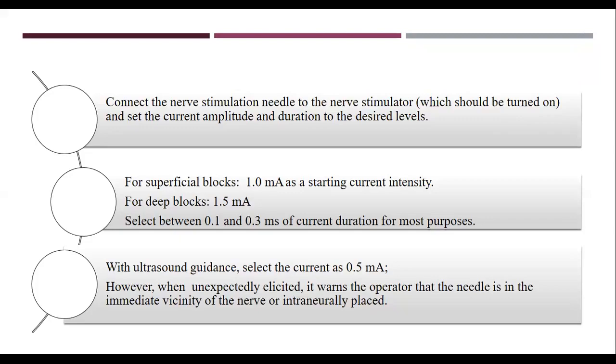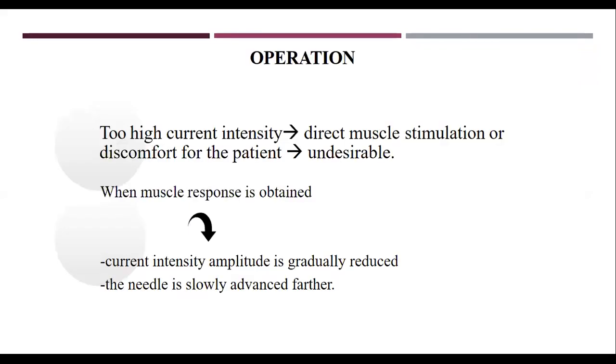With ultrasound guidance, select the current as 0.5 milliampere. However, when a response is unexpectedly elicited, it warns the operator that the needle is in the immediate vicinity of the nerve or intraneurally placed. Too high a current intensity will lead to direct muscle stimulation or discomfort for the patient, and that is undesirable. So when a muscle response is obtained, the current intensity amplitude is gradually reduced and the needle is slowly advanced further.